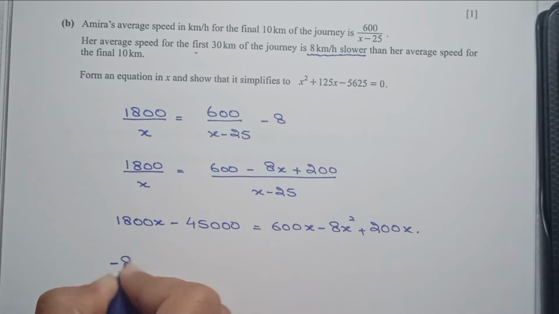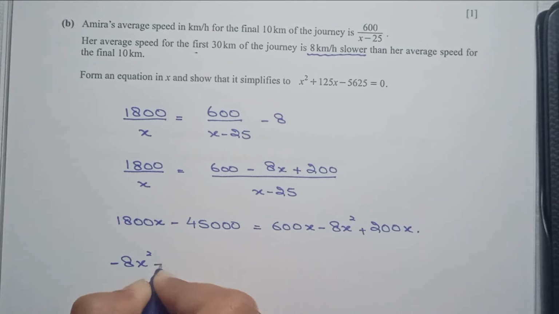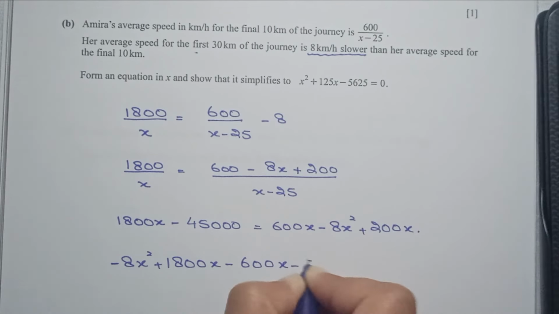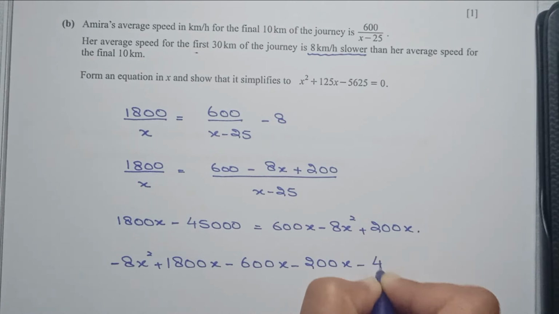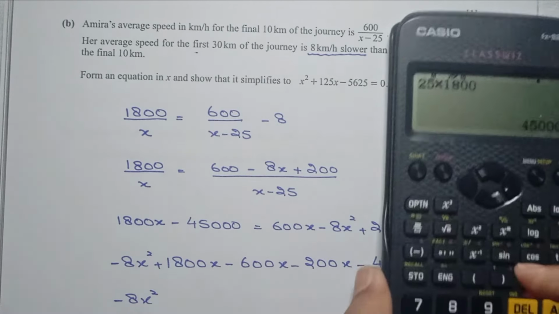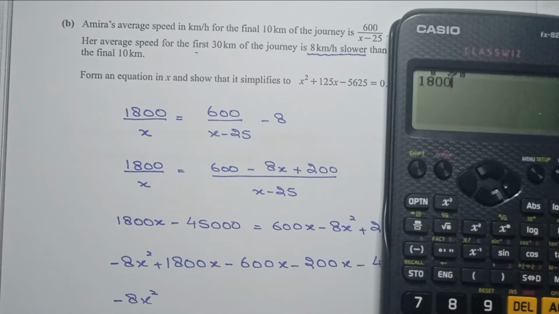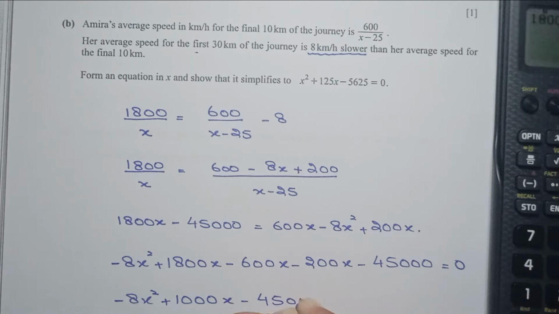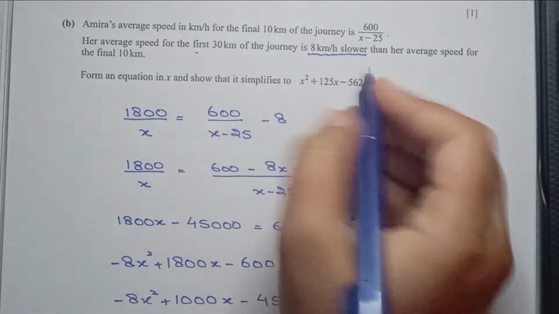So it would be negative 8x square, positive 1800x, negative 600x, negative 200x, and negative 45,000. This would be equal to 0. Okay, now let me simplify the x terms. 1800 subtract 600 subtract 200. This would be 1000. So plus 1000x minus 45,000. Okay, we got this. Now let me compare it with this equation.